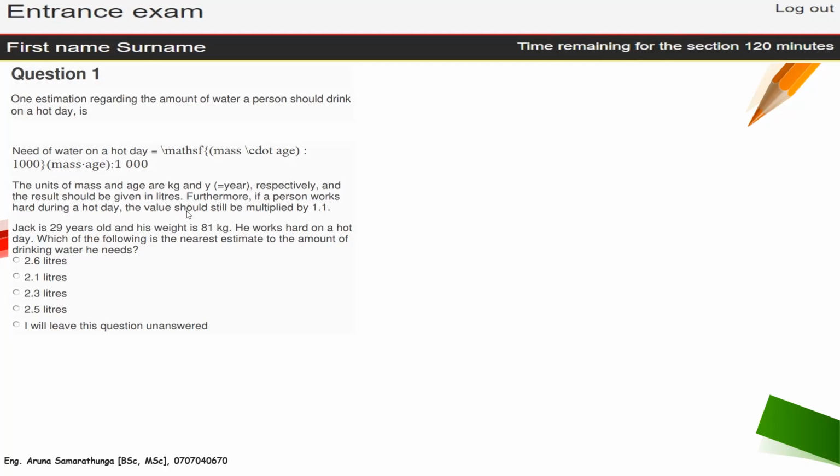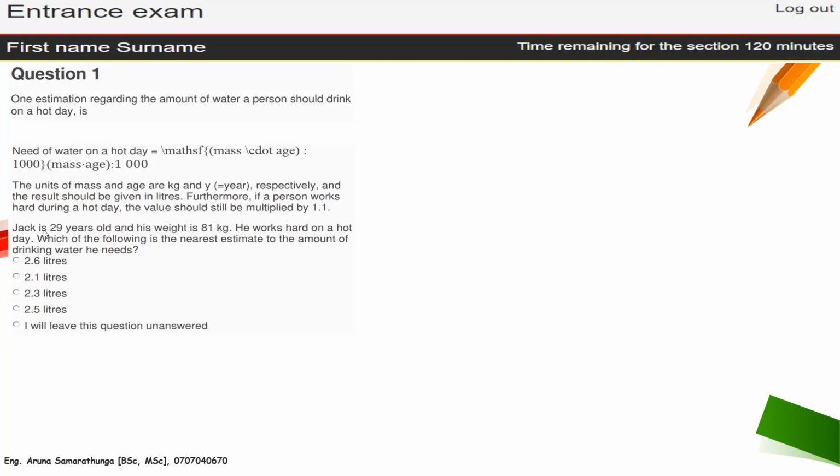Furthermore, if a person works during a hot day, there's another piece of information: the value should be multiplied by 1.1. So if some person goes to work on a hot day, then the value is multiplied, you have to multiply by 1.1.